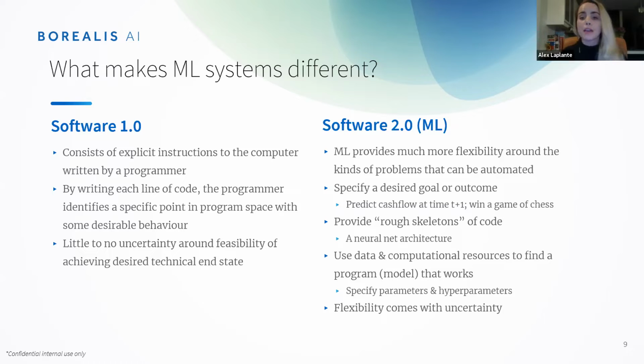Machine learning, on the other end, provides us a lot more flexibility in terms of the types of problems that we can automate. So a much larger set of things that we can do. And at the beginning stages, we approach it largely like we would traditional software. So we ask ourselves the question, what is the desired goal or outcome? And so a couple of examples could be that we want to predict cash flow at time t+1. It could also be that we want to win a game of chess.